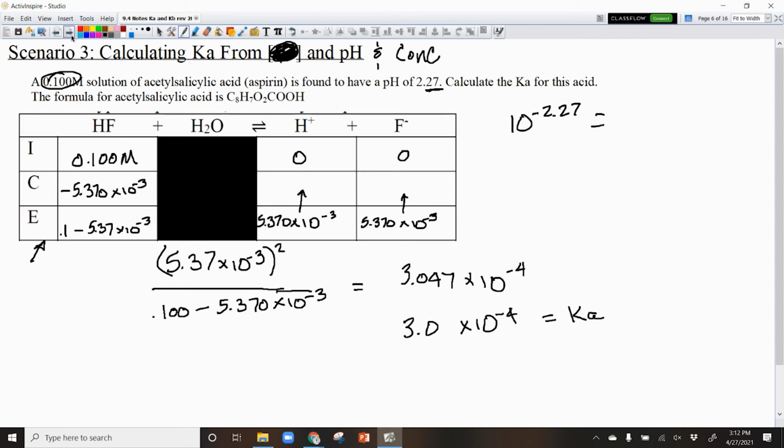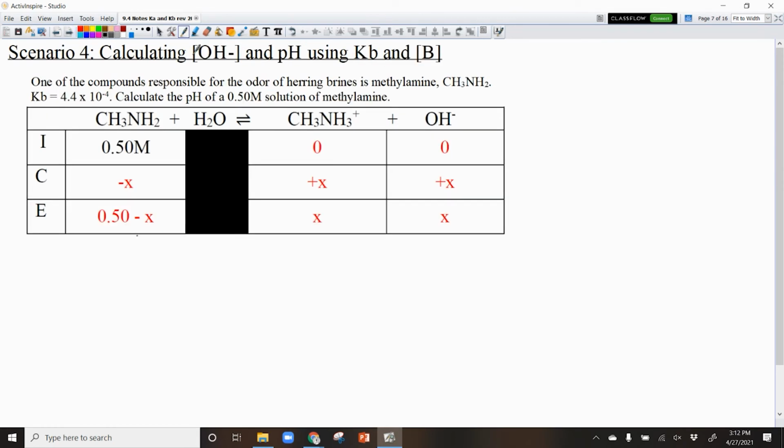Okay, one more. Scenario 4. This time we're going to be using a base. So we're going to calculate the hydroxide ion concentration, which is right here, using pH. And we're calculating this and the pH using Kb and the concentration of the base. So we have our concentration of the base here. Here's our Kb. Okay, and so we are going to get this concentration here.